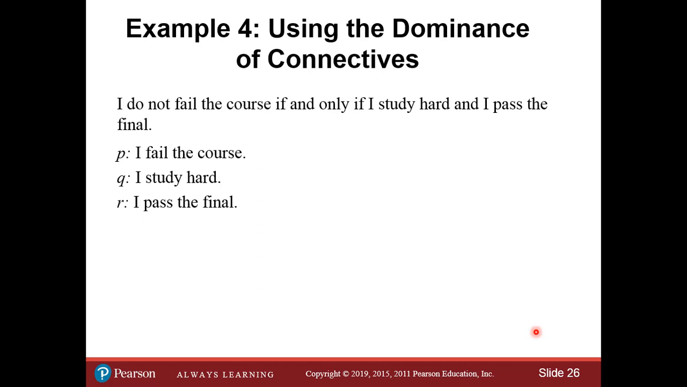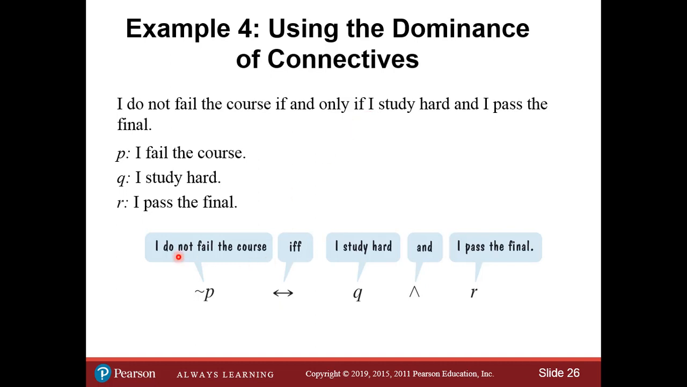Now, it says, I do not fail the course if and only if I study hard and I pass the final. And we're going to say P is I fail the course, Q is I study hard, R is I pass the final. So again, here's the if and only if I study hard. And so notice that it says, I do not fail the course, not P, if and only if, biconditional, I study hard, Q, and then I pass the final, R. This is the dominant one.